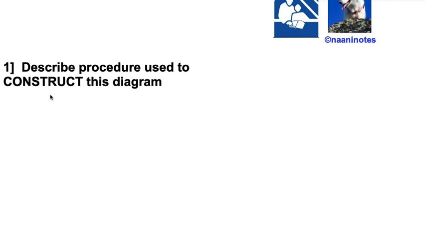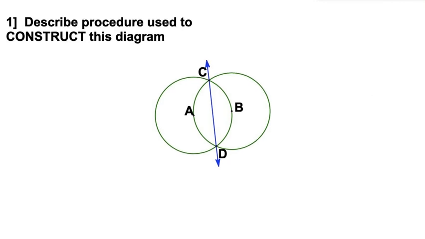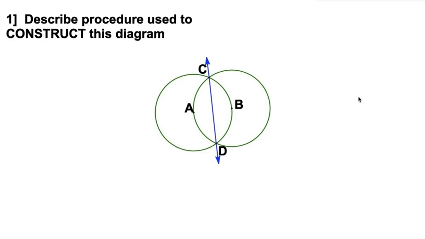Now let's move up to this. Describe the procedure used to construct this diagram. Now again, this is a construction. So, oh my gosh, we've been using that compass and straight edge. Let's go through it, but can we put it to words? And this was your task. You were supposed to describe how would you tell somebody to do this?